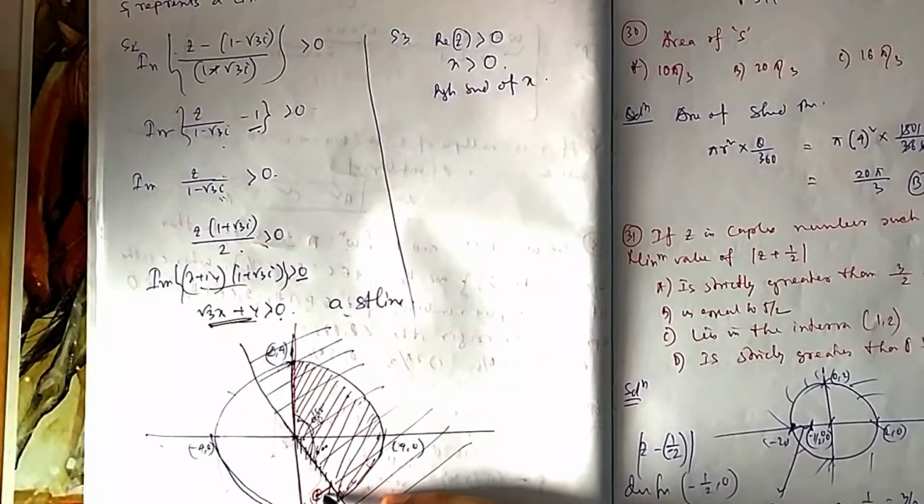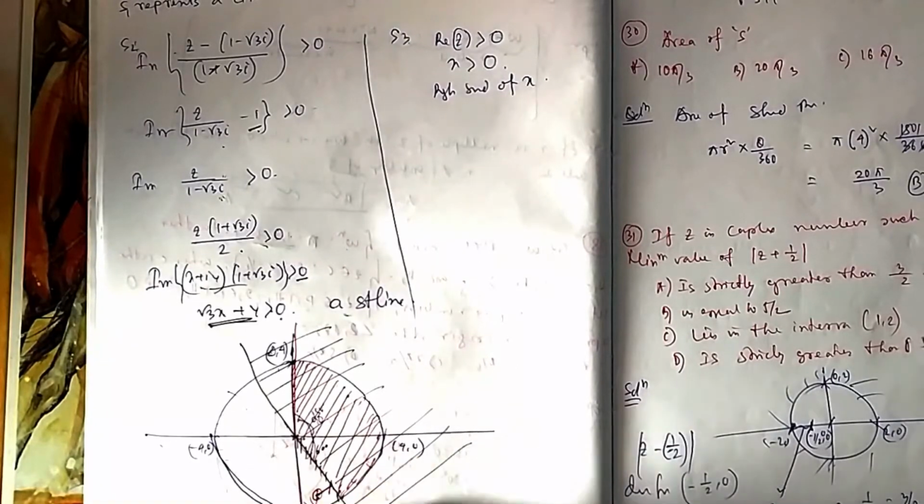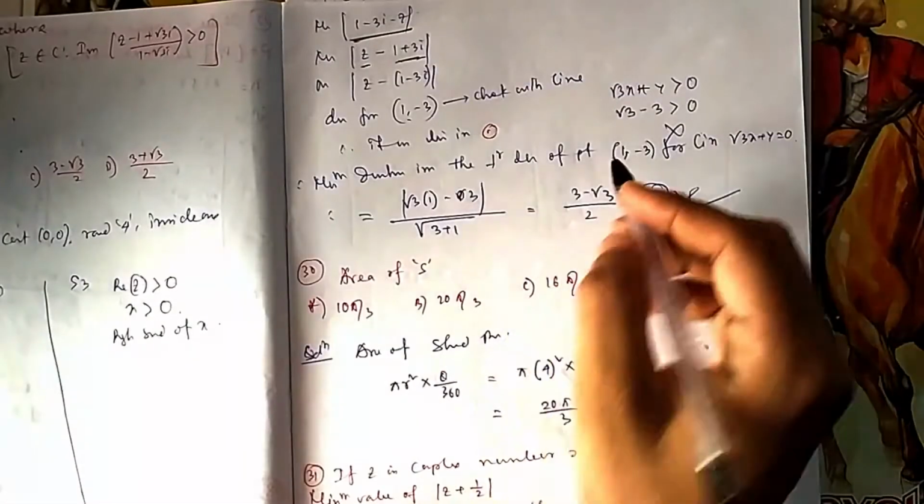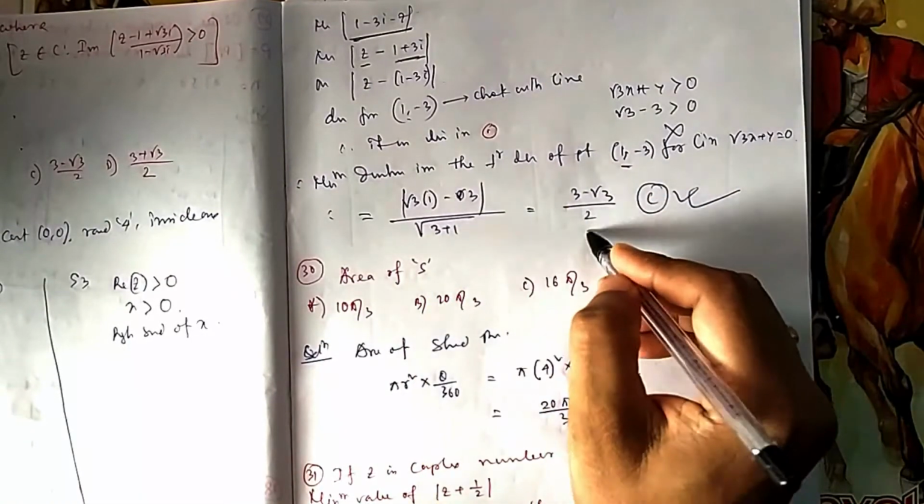So the minimum distance is nothing but the perpendicular distance from this point to this line. So calculate the minimum distance from this point to this line. If you calculate, this is the answer.